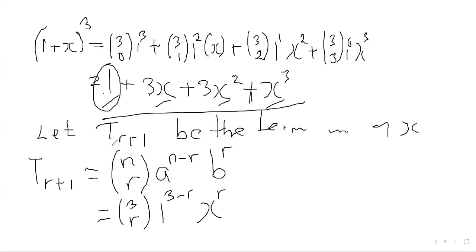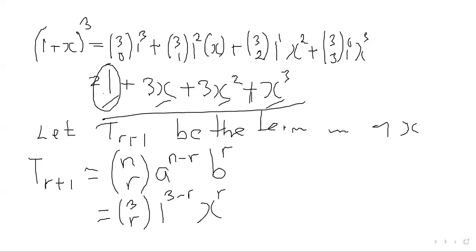That's what we have. So now our task is to solve this part which is here. So let me open another page. So you have T_{r+1} is equal to 3 choose r, 1 to the power 3 minus r, and then x to the power r. Let me see if that's what we had. Okay, great.